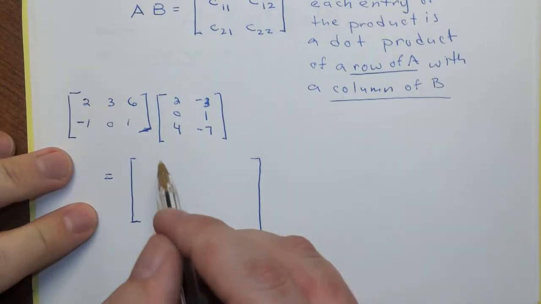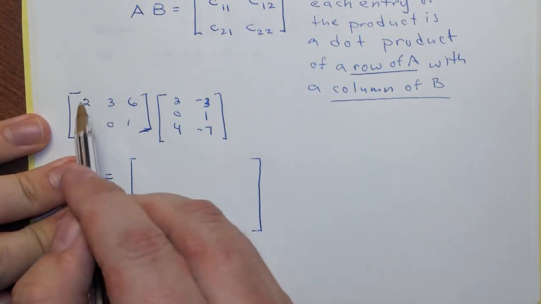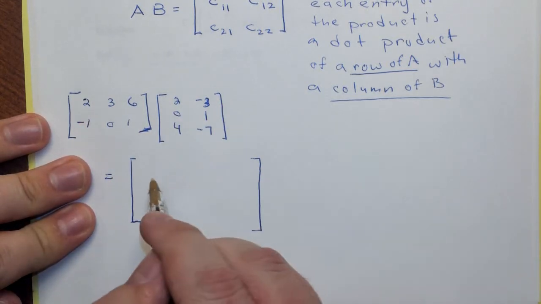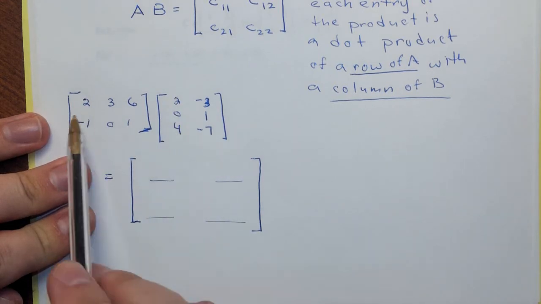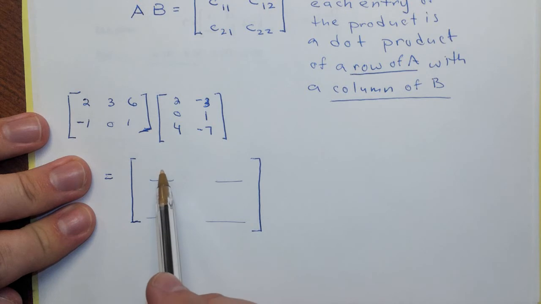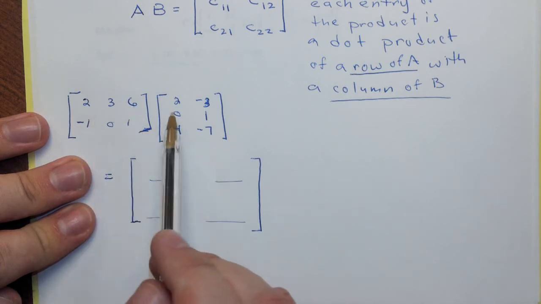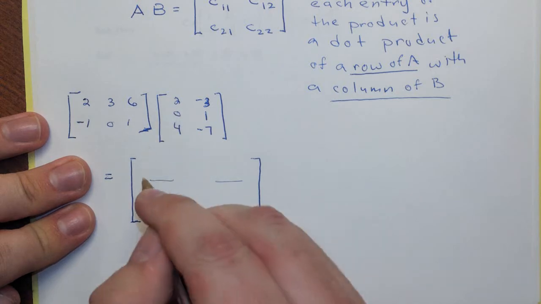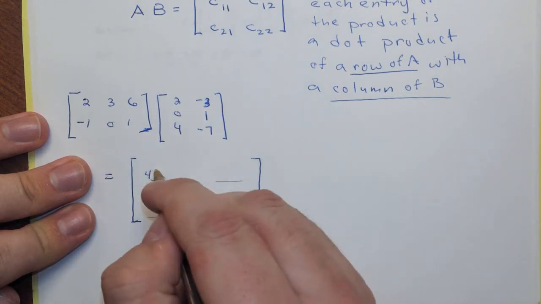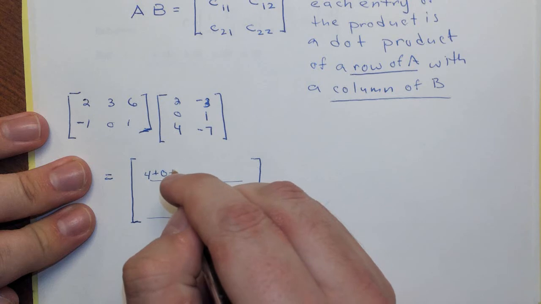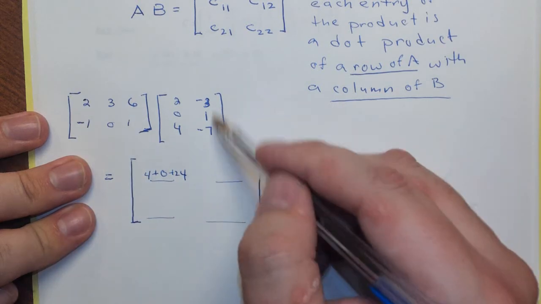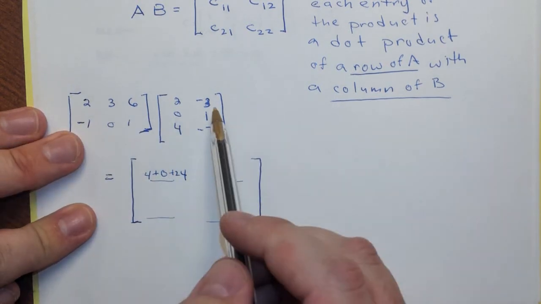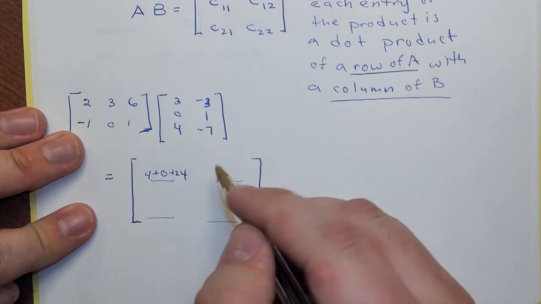What will we get? I know I will have 4 entries because this is 2 by 3, this is 3 by 2, so I have 4 entries as we've already discussed. The first entry, since I am in the first row, first column, I will multiply the first row with the first column. 2 times 2 is 4, plus 3 times 0 is 0, plus 6 times 4 is 24. How about the first row and second column? Well, I will multiply the first row with the second column. I'll have -6 plus 3 minus 42.